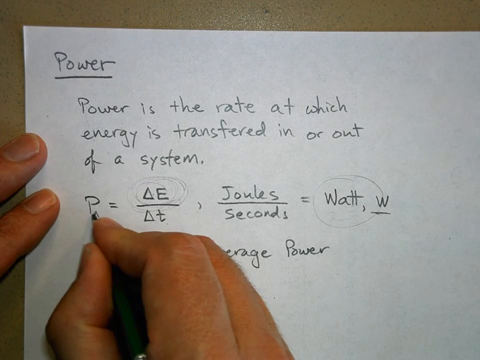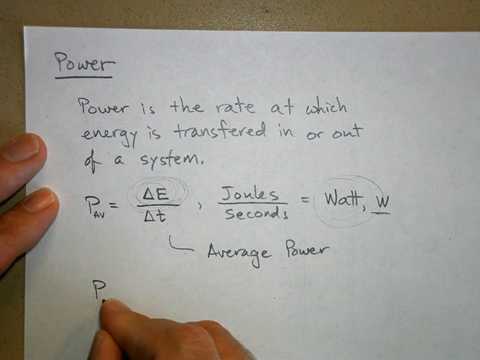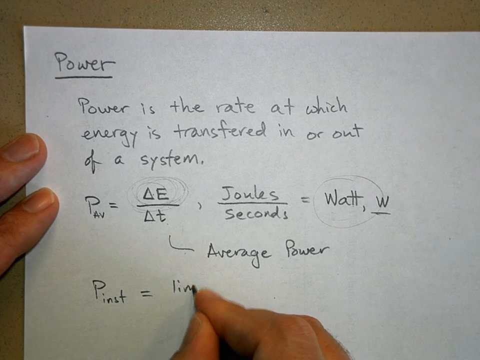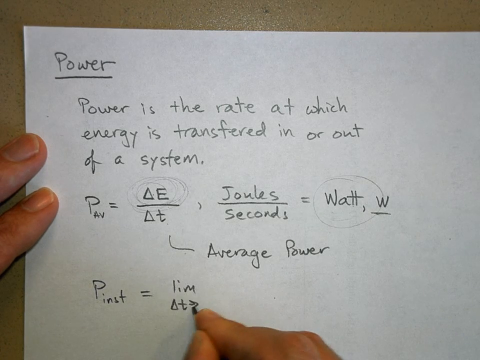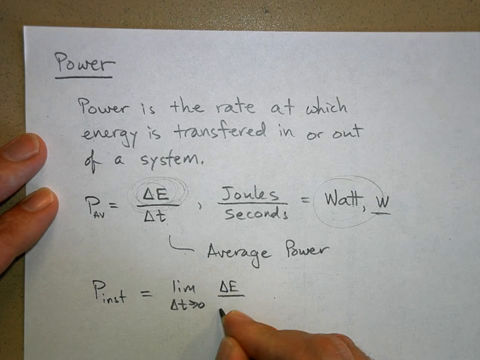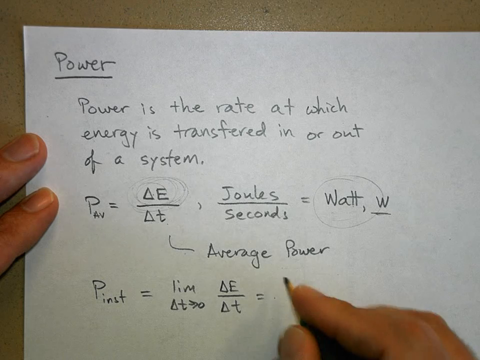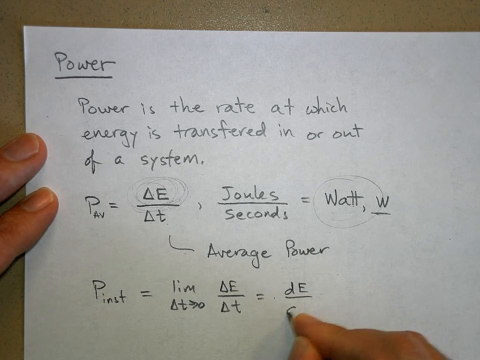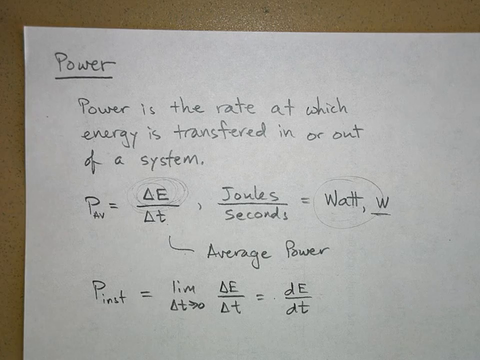This is average power, but if you want instantaneous power, all you have to do is take the limit as delta T goes to 0 of your change in energy over change in time, and of course you get dE/dt. So you can express it as a derivative, no problem.